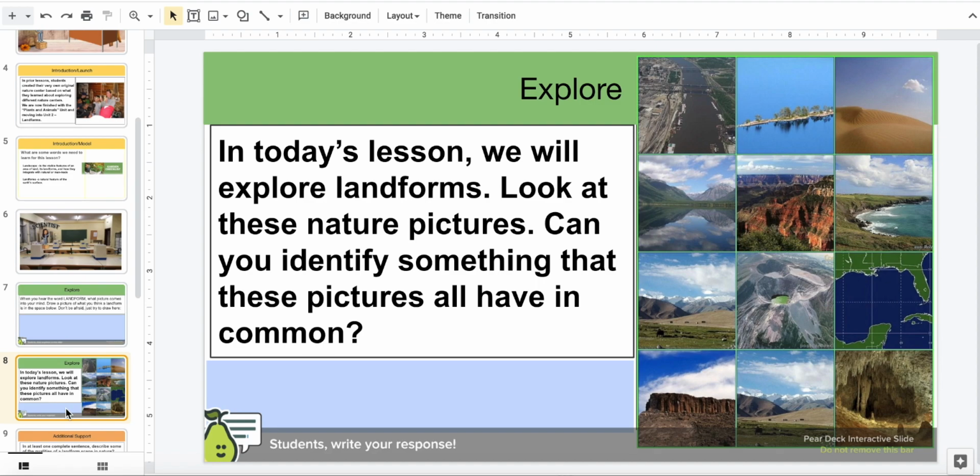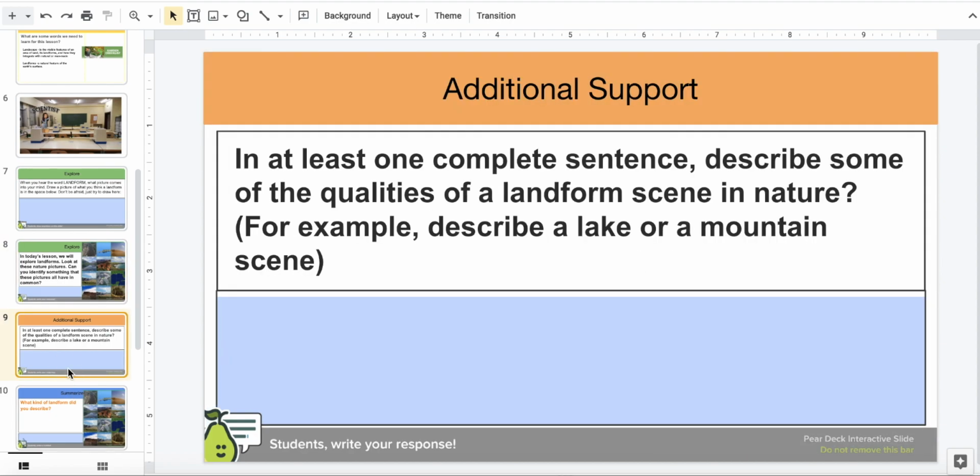Next, in today's lesson, we looked at landforms. Look at these nature pictures. Can you identify something these pictures all have in common? Think. Write your response. Okay, Science Explorers, in at least one complete sentence, describe some of the qualities of a landform seen in nature. For example, describe a lake or a mountain scene.